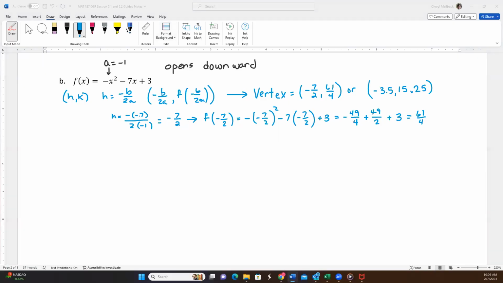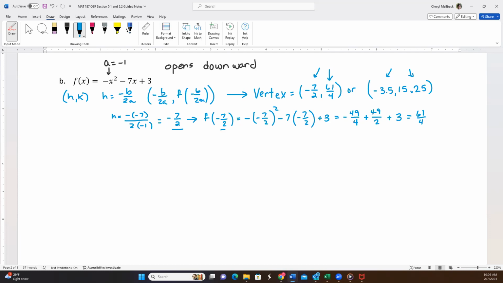So in our vertex calculation, negative b over 2a would be the opposite of negative 7 over 2 times negative 1, giving you negative 7 halves. So that's your x coordinate, and then you substitute that into your function to get your y coordinate. So we substituted in the negative 7 halves for x. Multiplying this out gives us negative 49 over 4 plus 49 over 2 plus 3. Combining those, we get 61 over 4. So that leaves us with our vertex of negative 7 halves and 61 over 4, or if you prefer decimals, negative 3.5 and 15.25.